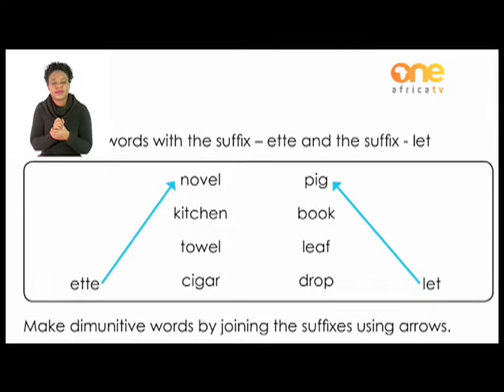Right, on page 4, diminutive words with the suffix et and the suffix let, L-E-T. An example there for novel is novelette, kitchen, kitchenette, towel, towelette, cigar, cigarette. And then on the other side, we have pig, piglet, book, booklet, leaf, leaflet. And lastly, droplet.